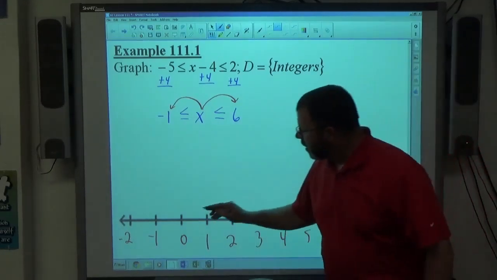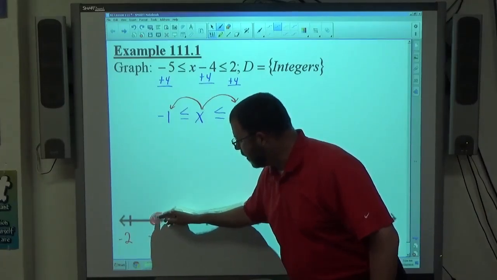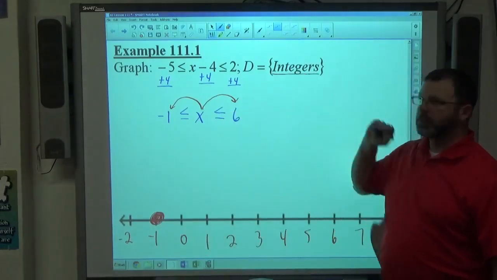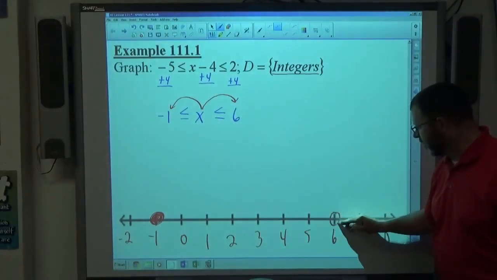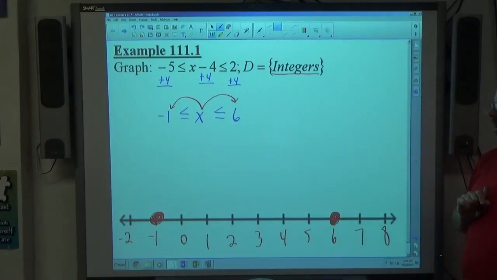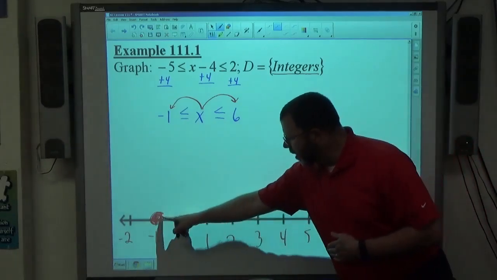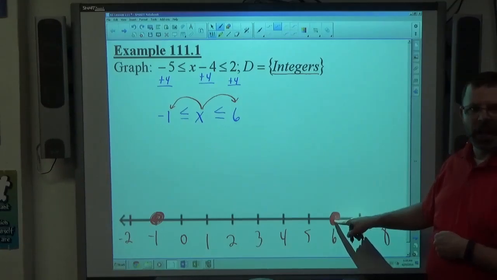And I'm going to put a closed circle at -1 because -1 is included and -1 is an integer. I'm going to put a closed circle at 6 because 6 is included and 6 is also an integer. And then I simply need to graph all the integers bigger than -1 that are also less than 6 at the same time. So I'm going to go this way until I hit the end, and then I stop.